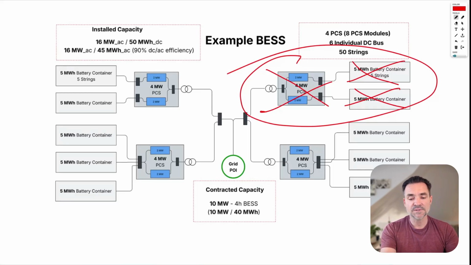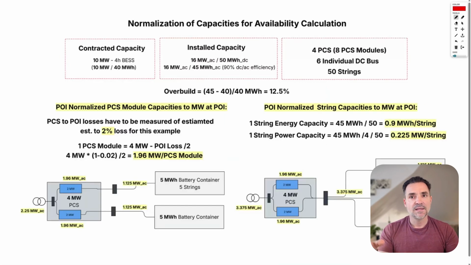So for this reason, we're going to convert everything to megawatt. The capacity of a string, the capacity of a PCS module, we'll normalize everything to a megawatt equivalent at the point of injection. So PCS power, this is where our PCS is 2 megawatt modules. It's 2 megawatt at the PCS level. At the POI, it's a bit less. We're going to assume here 2% losses for transformer losses or feeder losses, maybe generator step-up losses. So we're going to assume that each of the 2 modules per PCS is capable of 1.96 megawatts. That's the equivalent at the POI.